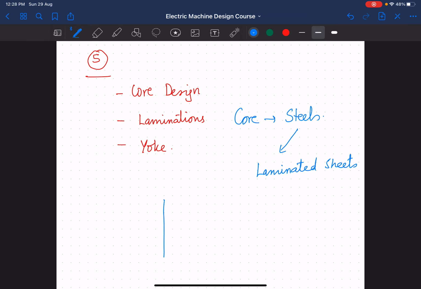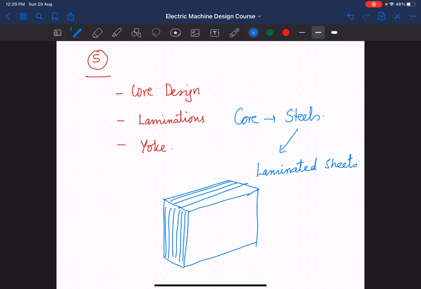So if you have a transformer like this, if this is a typical transformer core, and this core is made up of laminations of these steels, and if this is the window, the windings are wound around this core, and this basically holds the whole structure of the transformer together.